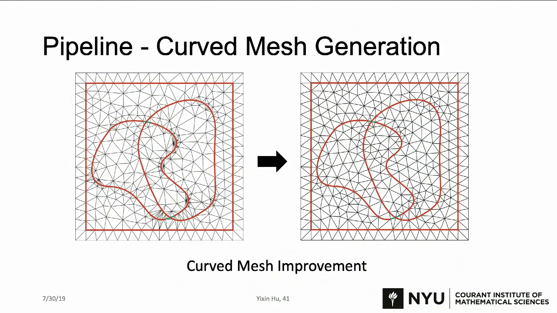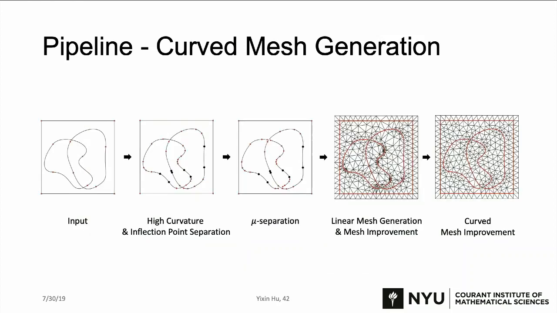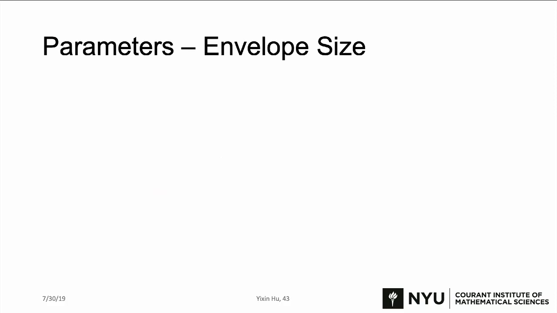So after this step, the over-refined parts are coarsened, and the primary features are preserved and secondary features are approximated inside the epsilon envelope. And in the end, we can get a valid, high-quality curved output with input curves preserved. Tri-Wild is easy to use, and users only need to control 3 main parameters. We also provide nice default parameters, which have been tested on a large data set.